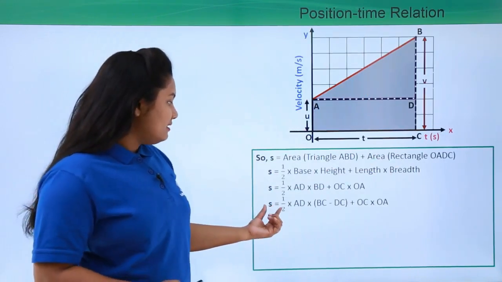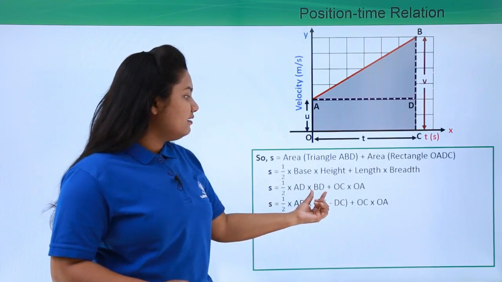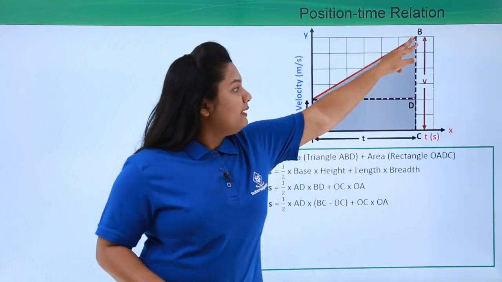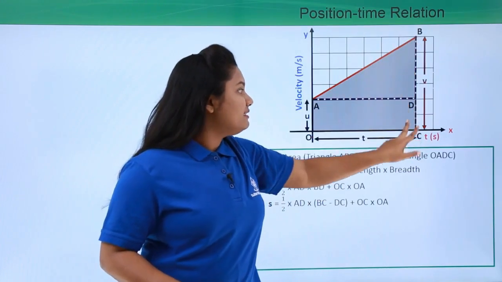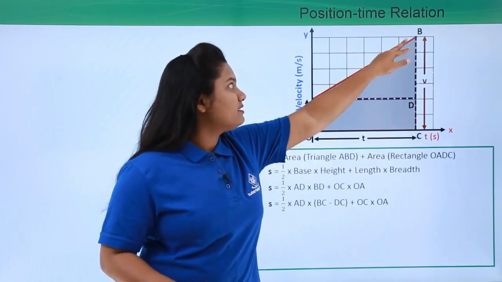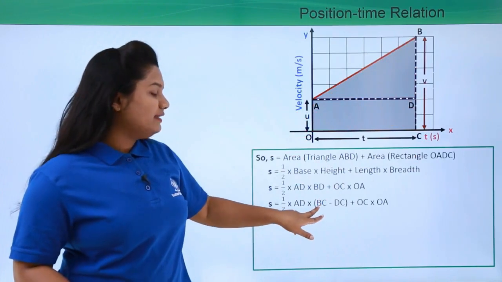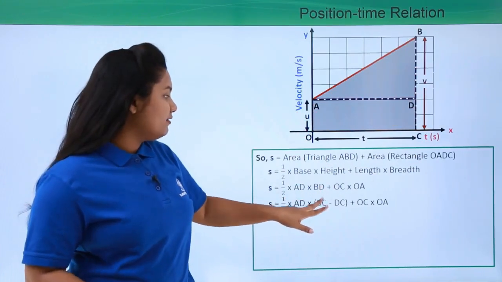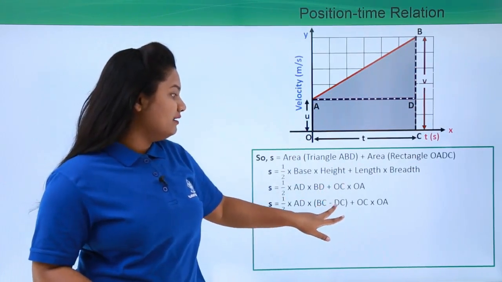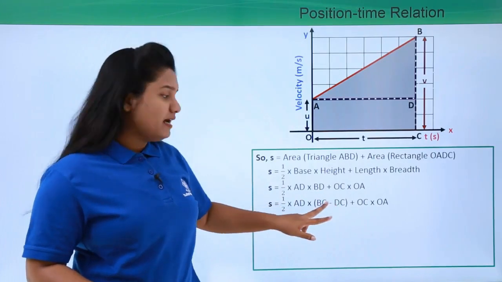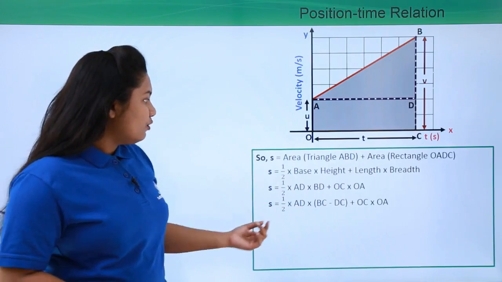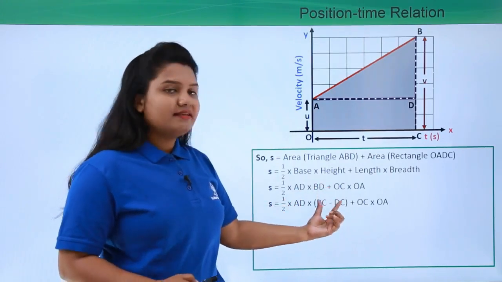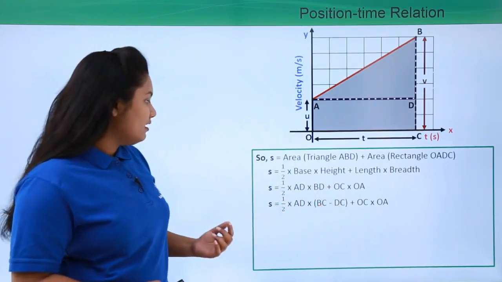Now, this BD here is given by BC minus DC. When we subtract DC from BC, we get BD. So we will be putting that here. In place of BD, we will be substituting BC minus DC. We know the values of BC and DC, right? So that is the reason why we have made this substitution here.